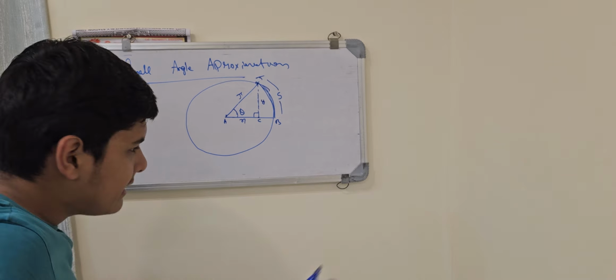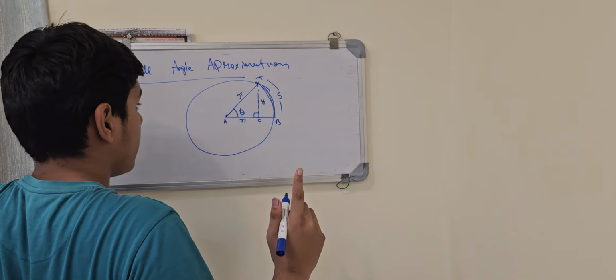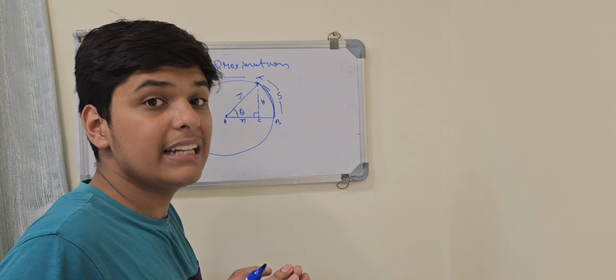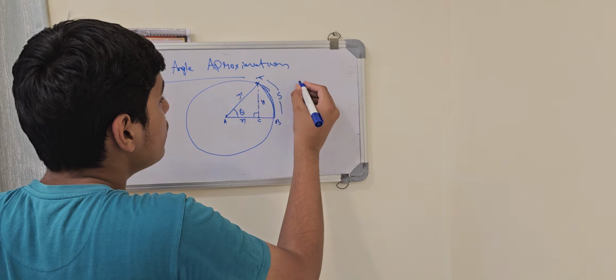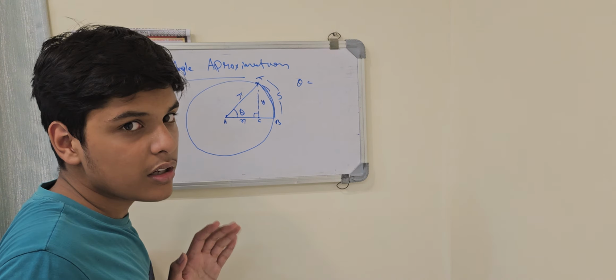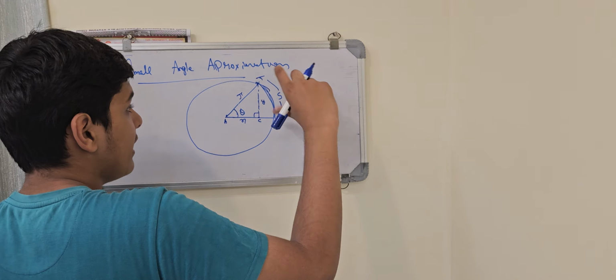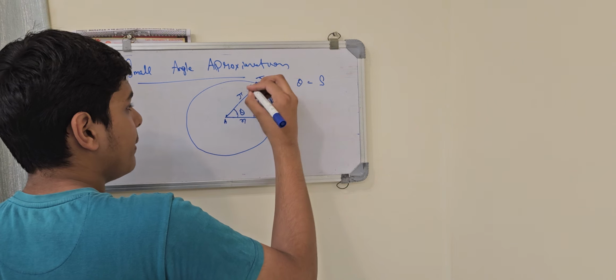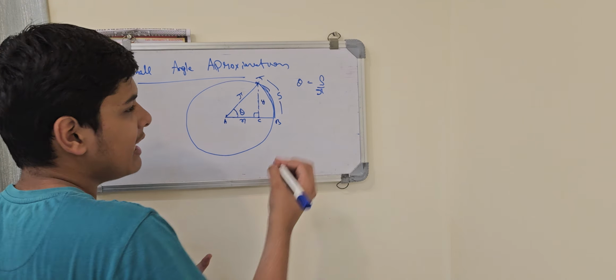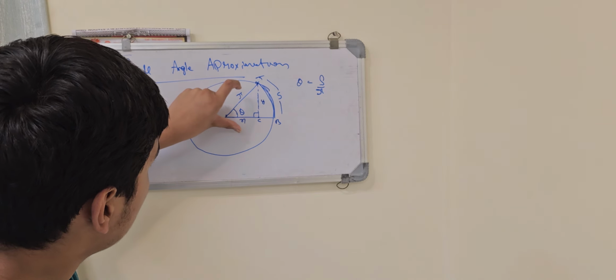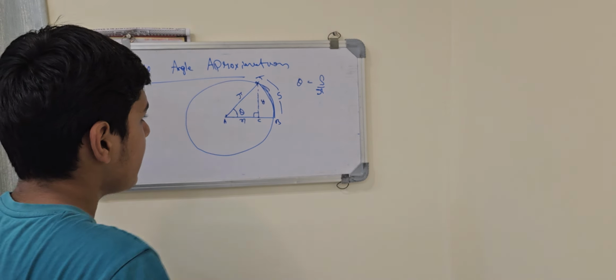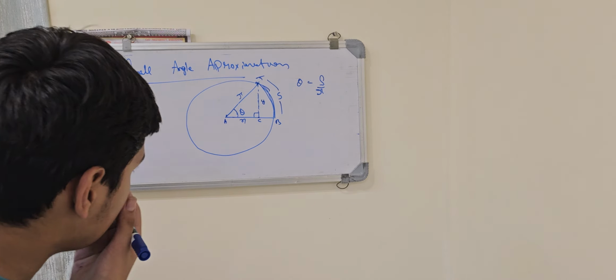Now see one thing. Theta is equal to what? Theta is equal to arc length by radius. The arc length we name S, and R is the radius. We are just naming. So theta is equal to S by R. Very good.